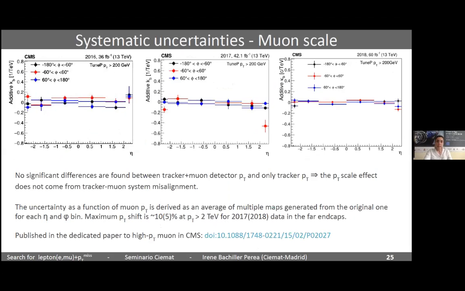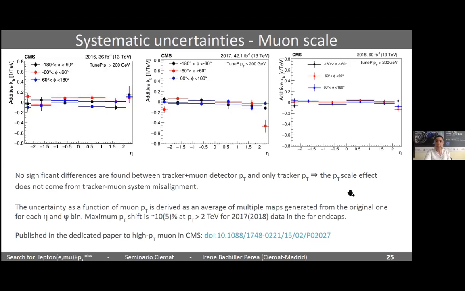Then this is made using the PT from the tracker and the muon detector, but it can also be made using only the tracker PT. And what we see is that it is very similar.